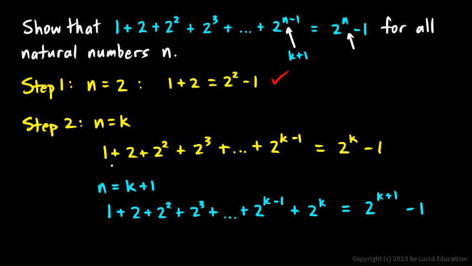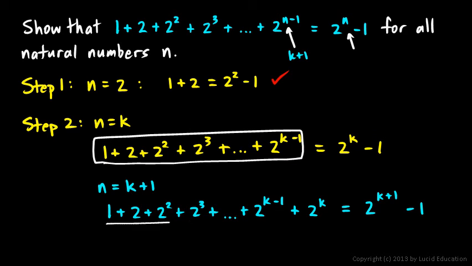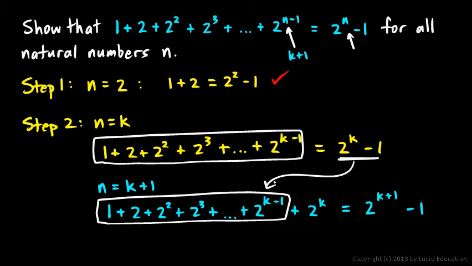Now what we're trying to do is show that if this is true, then that is true. And so what we do, we assume that this is true and show that it follows from that this is true. Now look at this. Look at the left side here. See that right there? That is this right here. How about that? So that means I can substitute one for the other. So I'm going to take this and plug it in right there. And that left side becomes this plus this 2 to the k. So the left side becomes 2 to the k minus 1 plus 2 to the k.